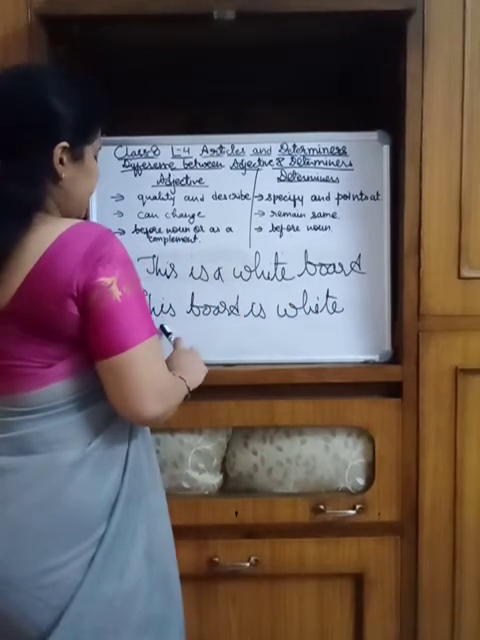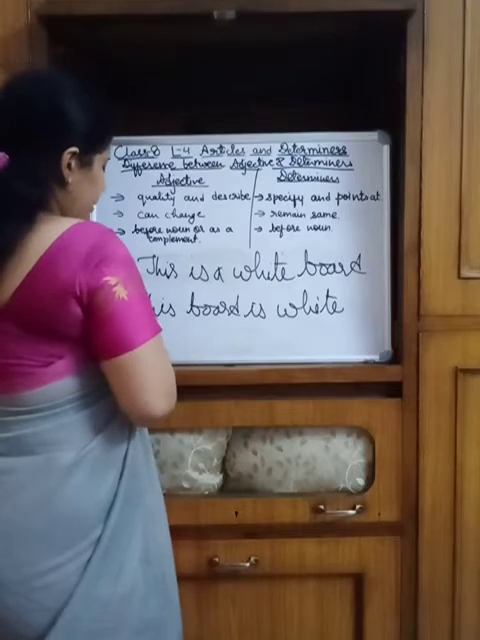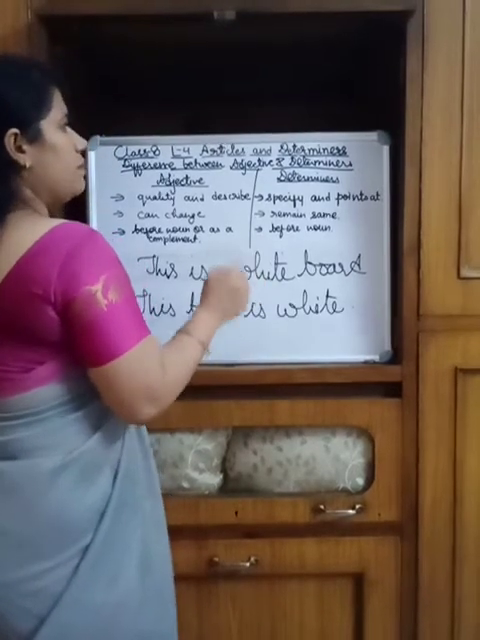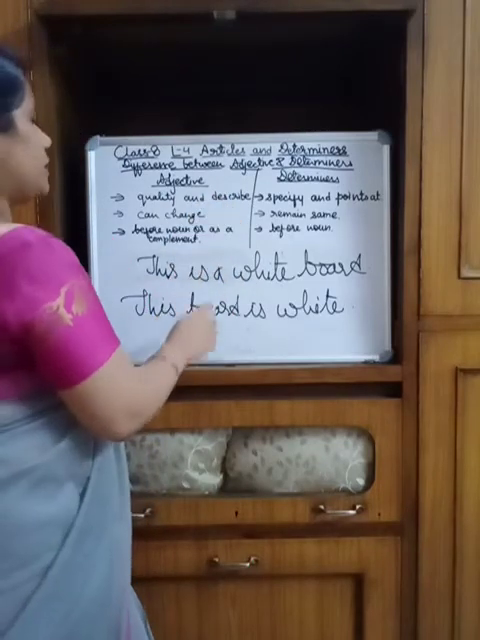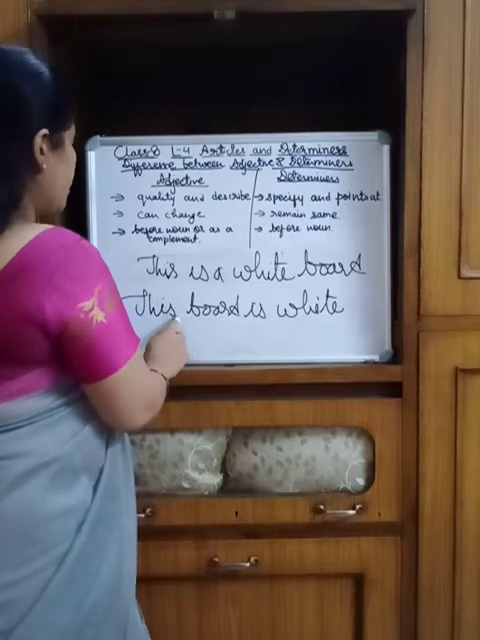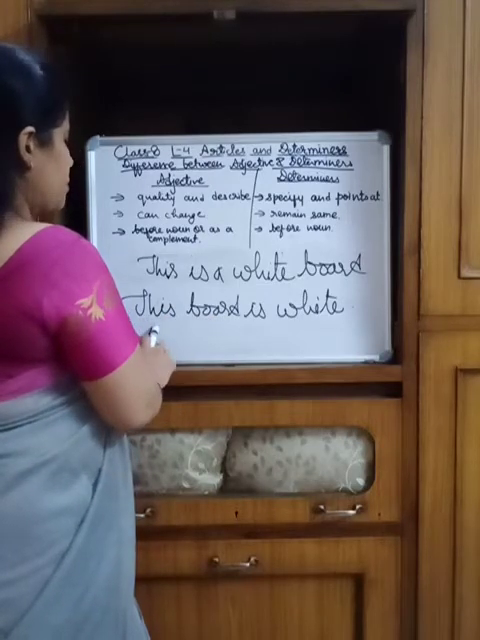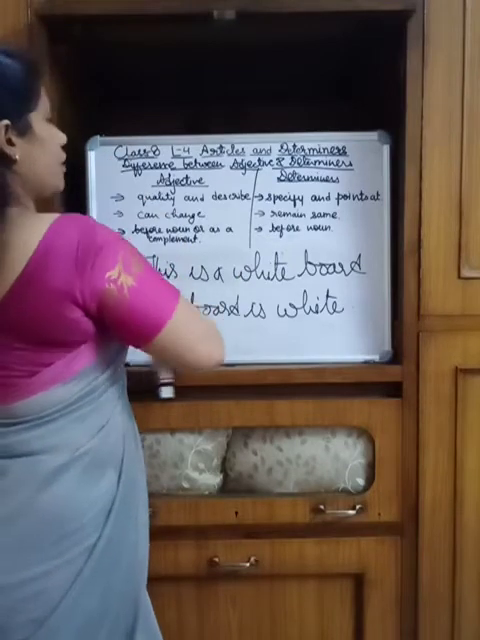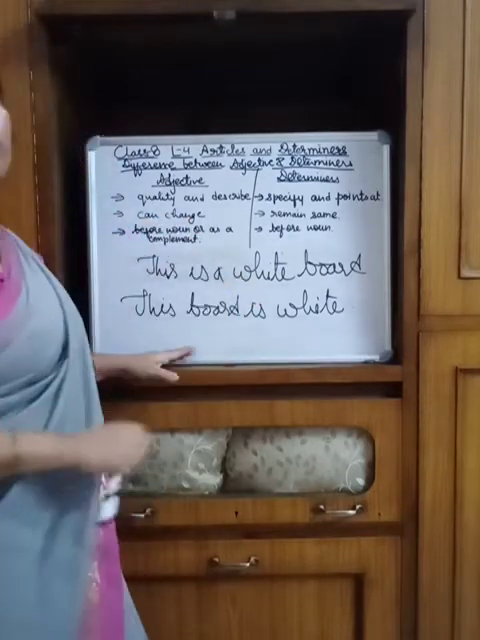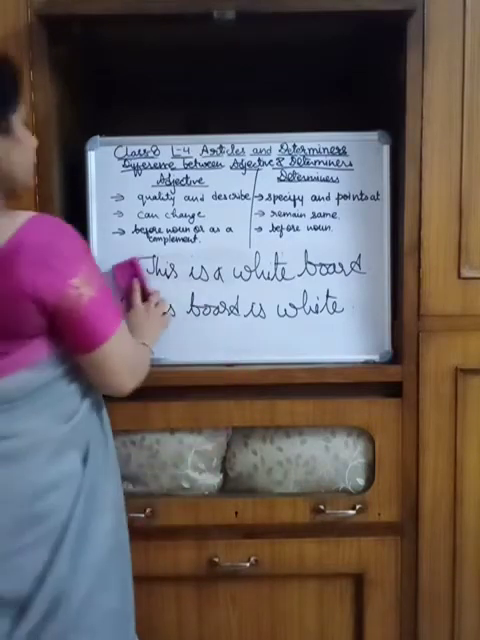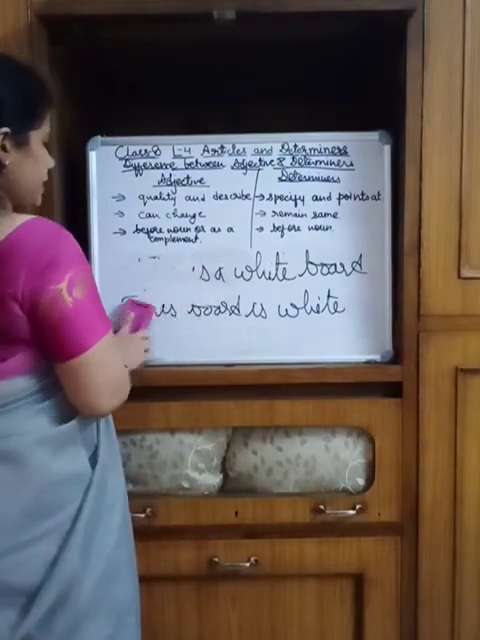But in the second one, I have written, this board is white. This board, I am specifying especially this board. So here the word this is the demonstrative determiner, and I have pointed it out, that I am talking about this white board. Right? I hope you can understand it.